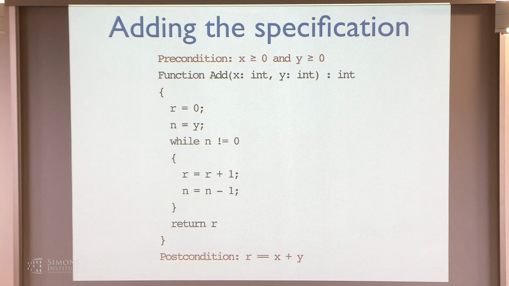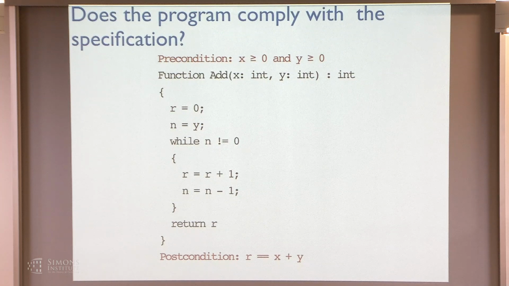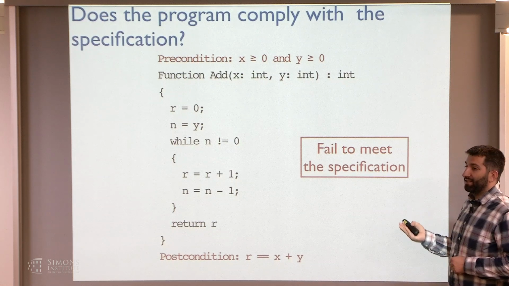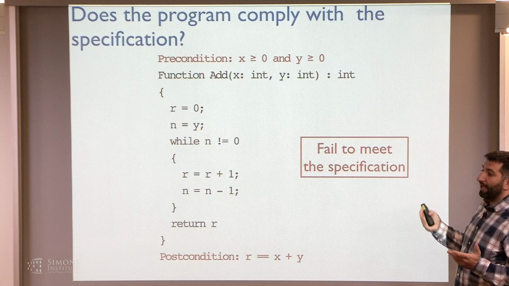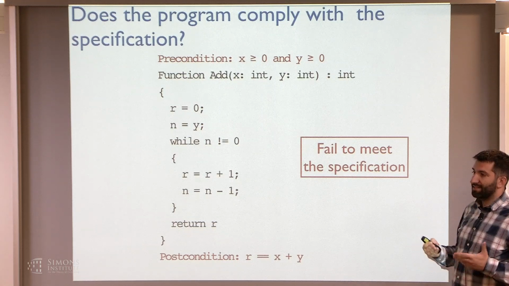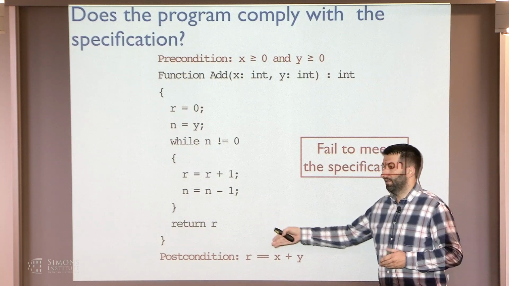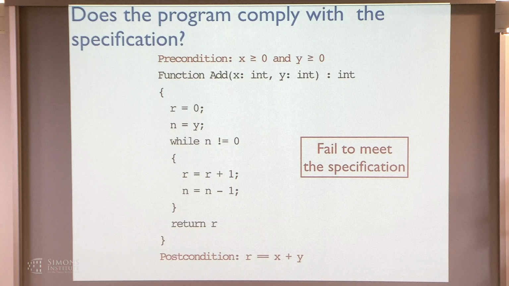So now that we have a formal specification, we can ask ourselves, does this program comply with the specification? And since we said that we want an addition, we can see that it does not. It failed to meet the specification. Okay? Why it failed to meet this specification? Because if we give x which is not 0, let's say x to be 2, the result will just not account for these 2. It will be just y. Okay?